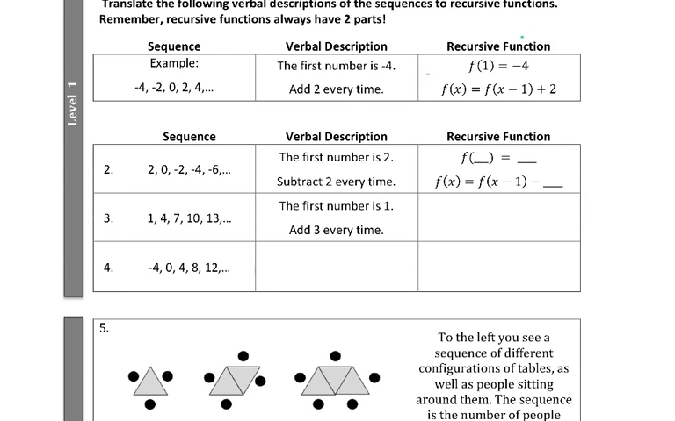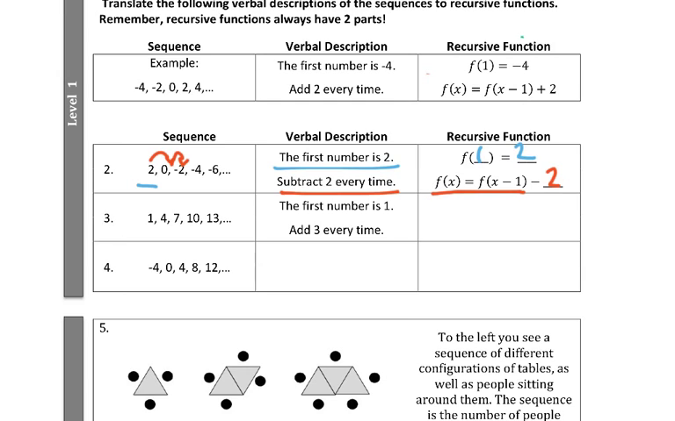So, number 2. Notice here that the first number is 2, and it said that right here. The way we would write that is f of 1 equals 2. That means that the first number in the sequence is 2. Then, to get to the next number, we're going to subtract 2 every time, or you could say that we're adding -2. Either way is true. So to get a new number in the sequence, look at the number before it and subtract 2.